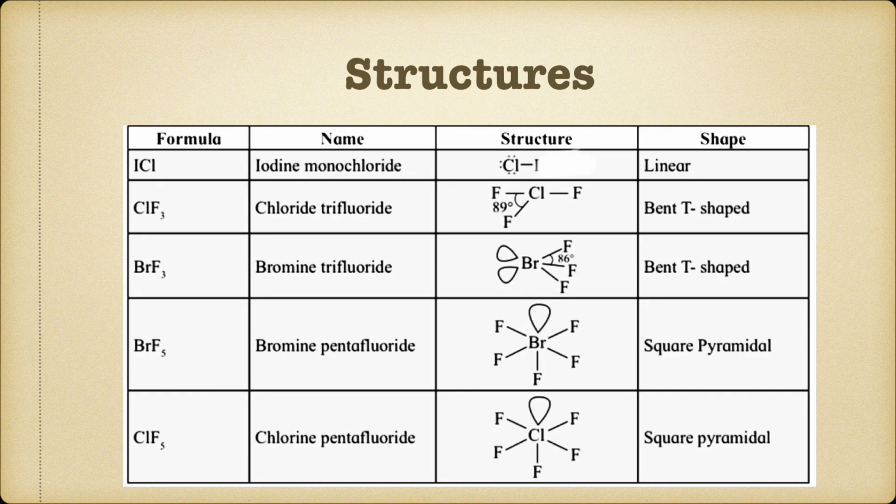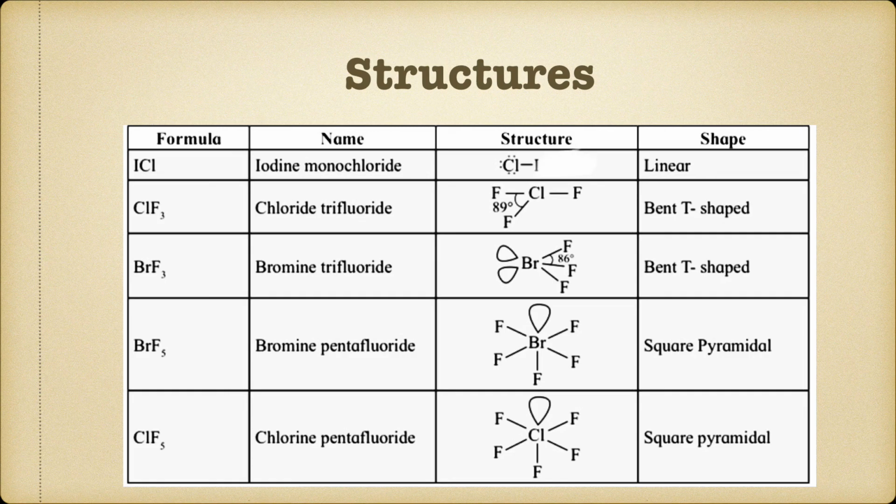Next, we will see the structures of some interhalogen compounds. First one, ICl, the name is iodine monochloride, and the shape of the structure is linear. Okay, next one, ClF3, that is chlorine trifluoride. It's written wrongly there, so please understand, that is chlorine trifluoride. Okay, over here it is bent T-shaped. Okay, and the angle between the F-Cl-F bond is 89 degrees. Okay, next one, BrF3, bromine trifluoride. Over here again it is bent T-shaped, but bromine will be having 2 lone pairs over here.